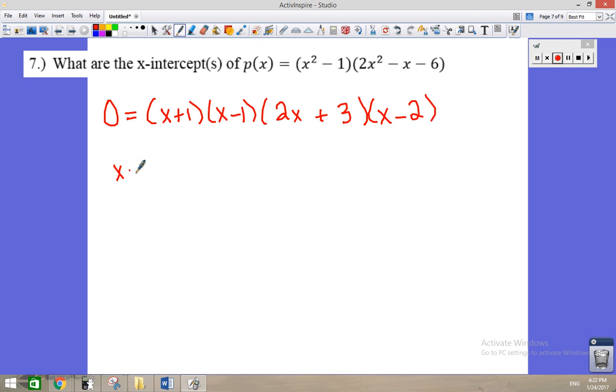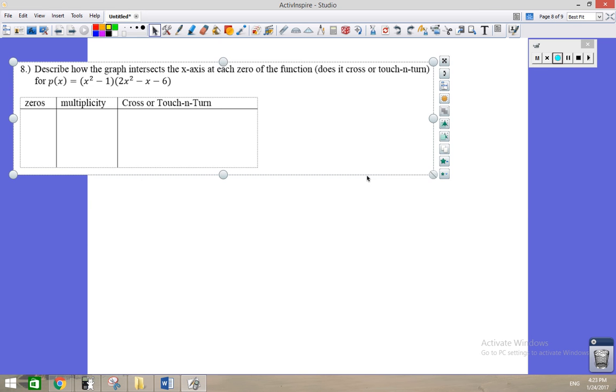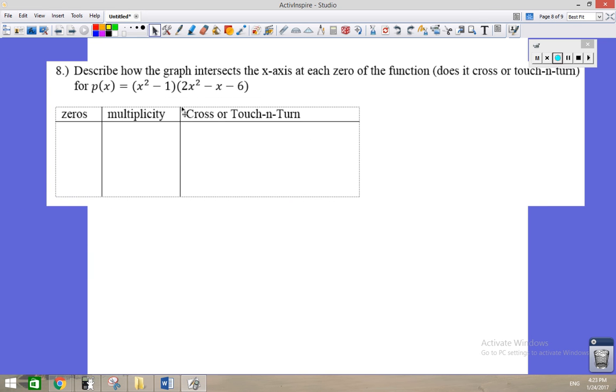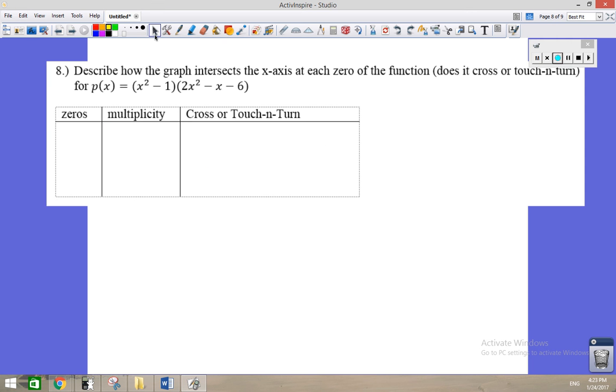The x-intercepts are negative 1 and positive 1. And here, if you set that equal to 0, you would subtract 3 from each side and then divide by 2, and that's x equals negative 3 halves, and the other factor gives x equals 2. So it has 4 x-intercepts, and there they are. All right, now it wants me to, is this the same problem? Okay, the same x-intercepts, x squared minus 1, 2x squared minus x minus 6. So it's the same problem.